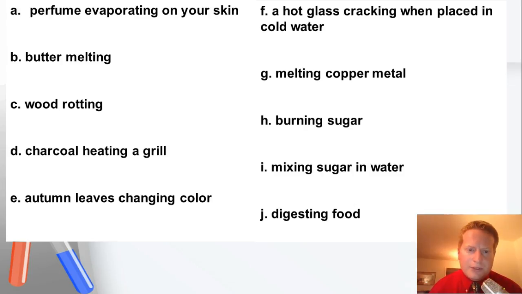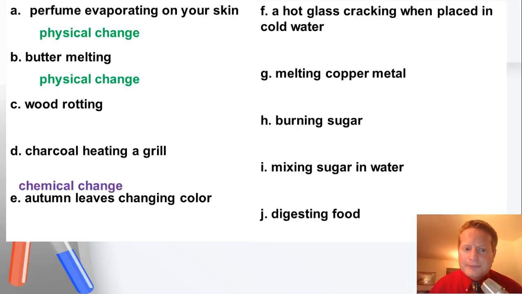So let's test what we know. So what do you think of perfume evaporating on your skin? Are we making something new? Well, no, we just changed the state of matter, right? We just became a gas, so that's a physical change. Butter melting, that's also a physical change.